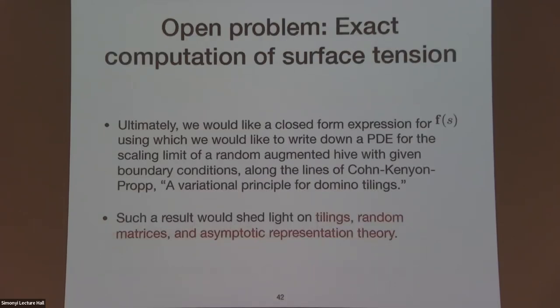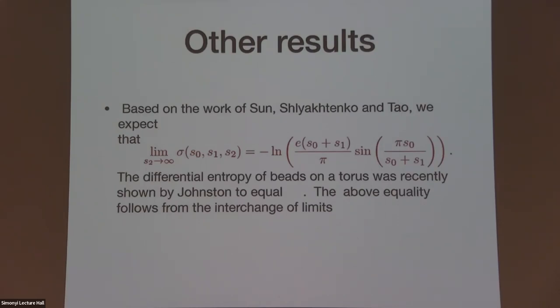And ultimately, we would like to have a closed form expression for f of s, or equivalently sigma of s, using which we would like to write a PDE for the scaling limit of a random augmented hive with given boundary conditions, along the lines of Cohn-Kenyon-Propp, a variational principle for domino tilings. Such a result will shed light on tilings, random matrices, and asymptotic representation theory. So I've just mentioned one fact that there is a degeneration of sigma when you let s2 tend to infinity. And there the closed form is known through the work of Samuel Johnston, but also related work of Sun, Sheffield, Tao, and Van Gruisen. And then we have such an expression. So thank you.